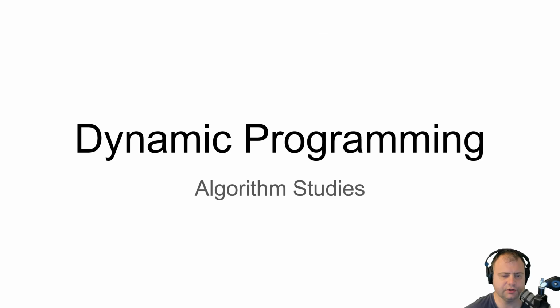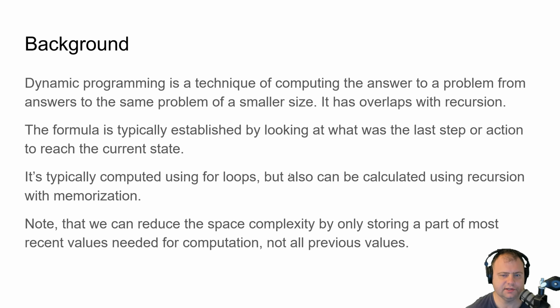Hello, let's talk about dynamic programming, a common technique used for algorithmic problems. It's a technique for computing the answer to a problem from answers to the same problem of a smaller size. We can compute the answers to some very small size in a trivial manner and then use some formula to compute it for bigger values. It has some overlaps with recursion, because recursion also deals with using a function to call itself.